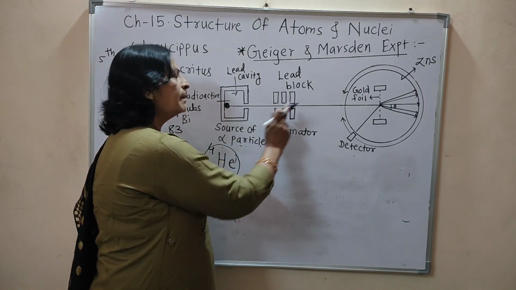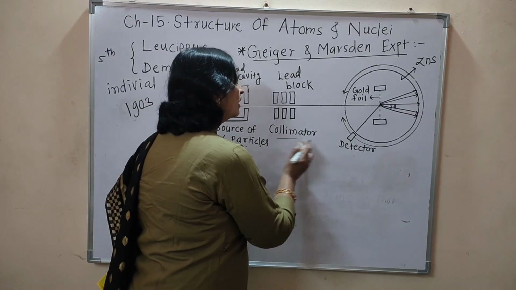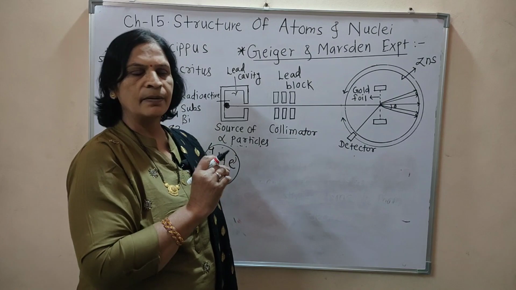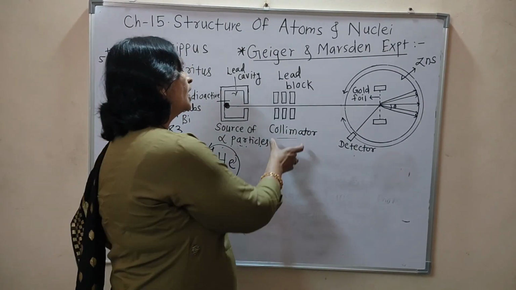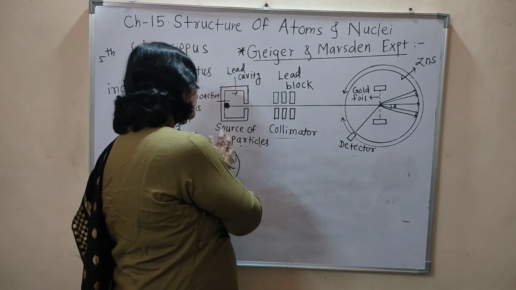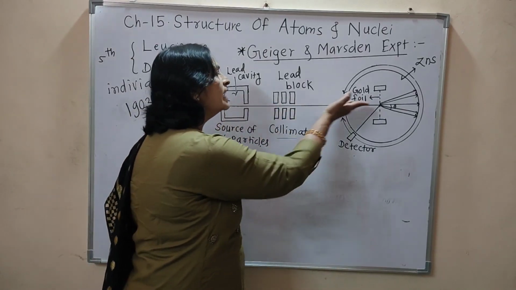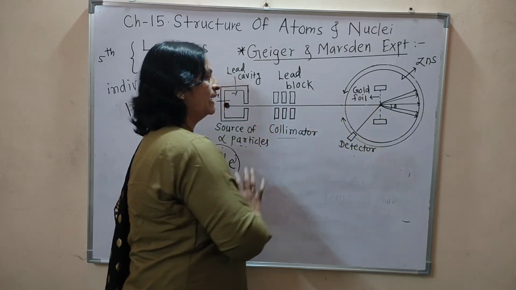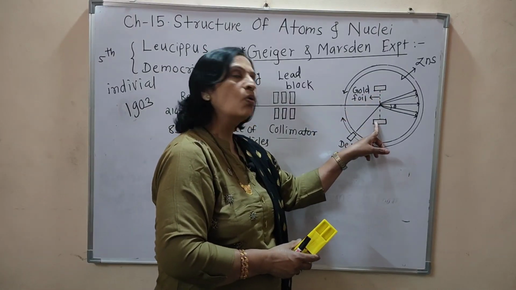Now the alpha particles travel in this manner, and a collimator is there. Collimator means lead blocks, lead sheets. What is the use of this collimator? Due to the collimator, the alpha rays produced by the bismuth travel in a straight line and also in a parallel manner. Now they bombard a gold foil.